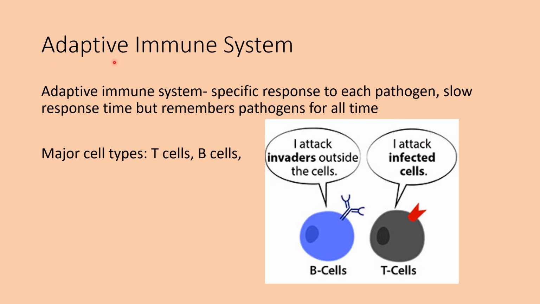The other division of the immune system is called the adaptive immune system, and this is specific to every single pathogen that gets inside the body. It has a much slower response time for every infection, but unlike the innate immune system, the adaptive immune system is what remembers that pathogen so that you don't get sick with the same exact bug a second time. The two major types of cells associated with the adaptive immune system are T cells and B cells. So B cells are going to recognize the different types of pathogens and then mark them for destruction by the T cells, which attack the infected cells.